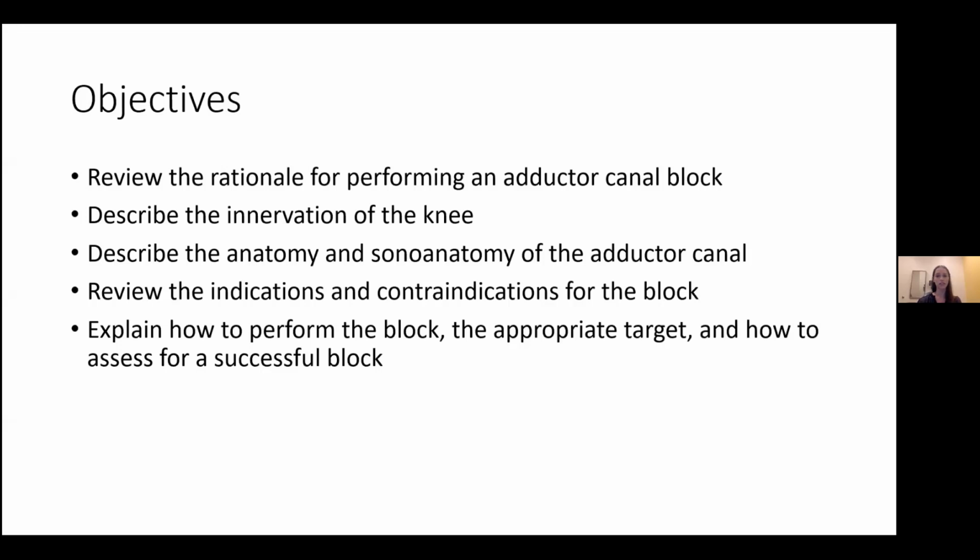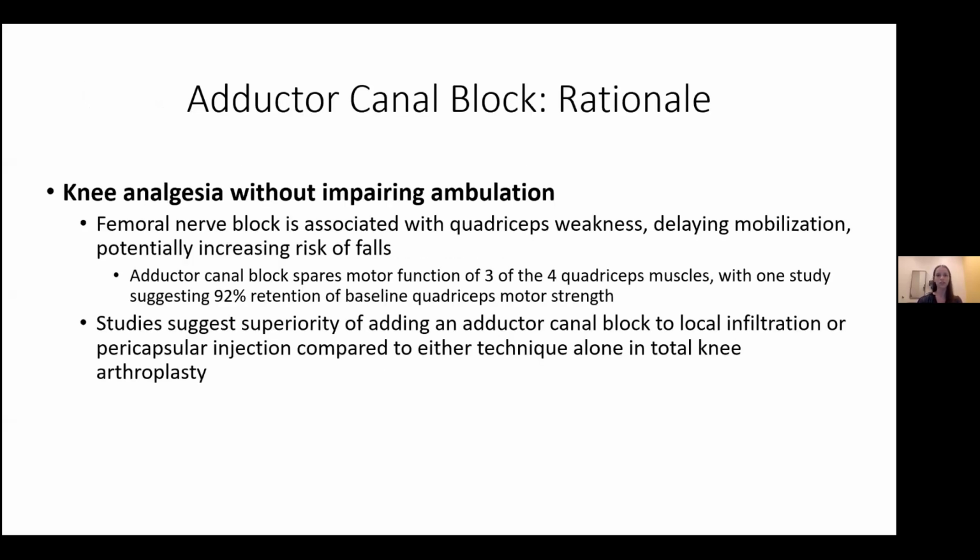The objectives of the presentation today will review the rationale for performing an adductor canal block. We'll describe the innervation of the knee as well as the sonoanatomy of the adductor canal. We'll review the indications and contraindications for the block, and we'll explain how to perform the block, what the appropriate target is, and how to assess for a successful block. If you have questions throughout the presentation, put them in the chat, or we can talk about it at the end.